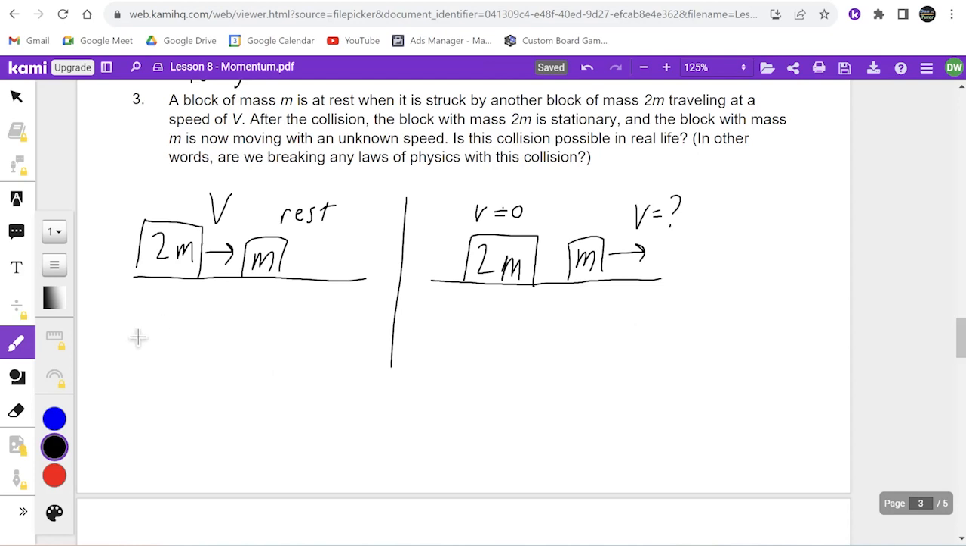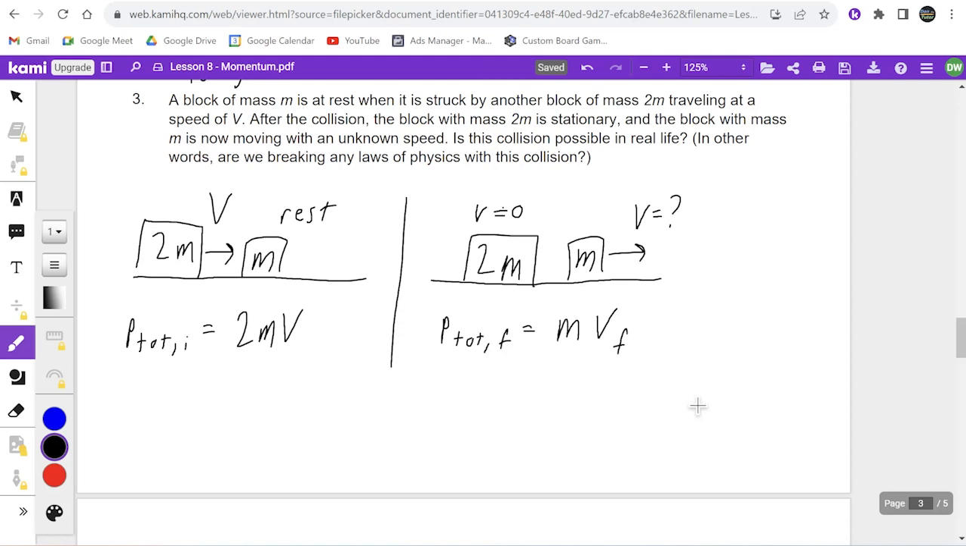First, I would say P total initial is equal to the mass, which is 2m, times velocity v, and since the other one's at rest, I don't even have to include it. It's going to be 0. Then for the other picture, P total final is equal to, now the 2m is 0, so I won't even include that, and the mass of the other one is mass m times velocity unknown. I'll call it vf because I'm solving for it, and I want it to be different than v.